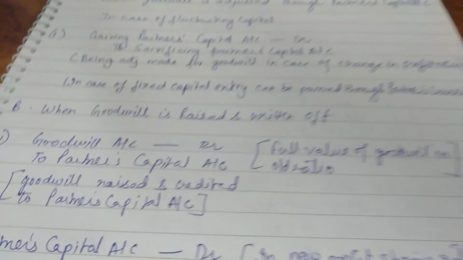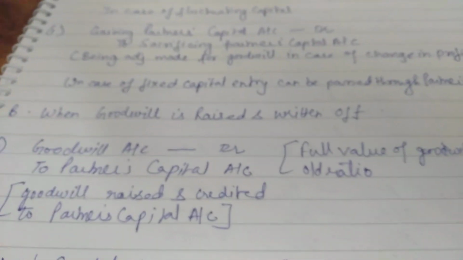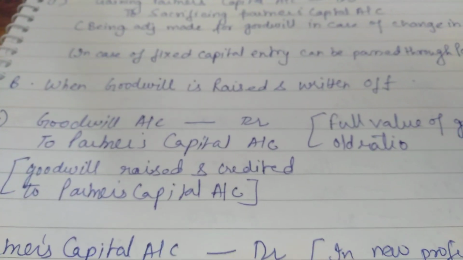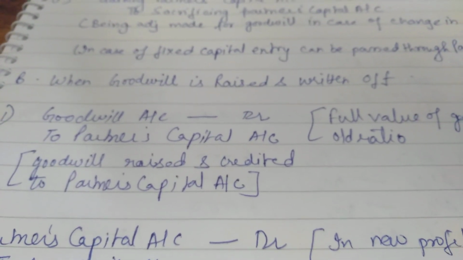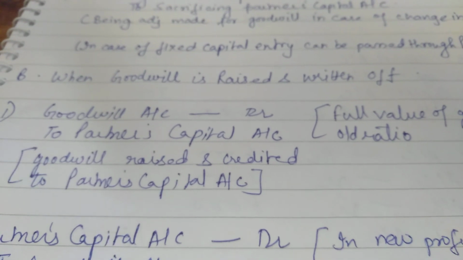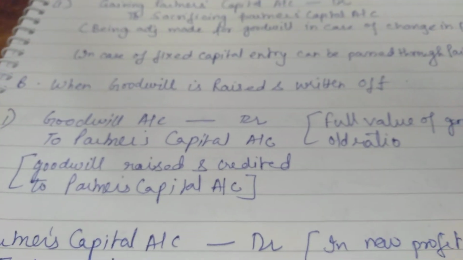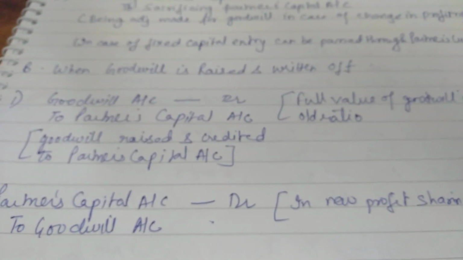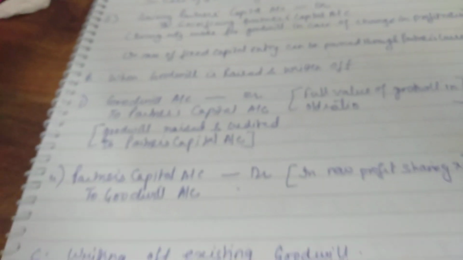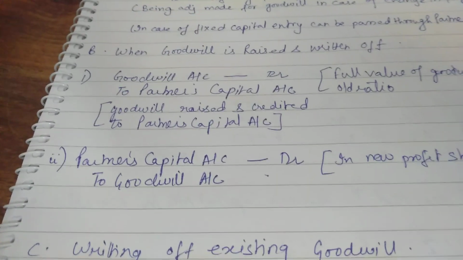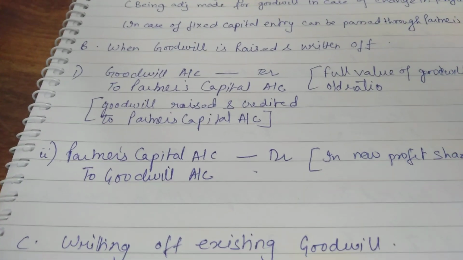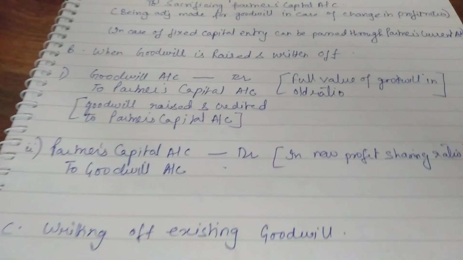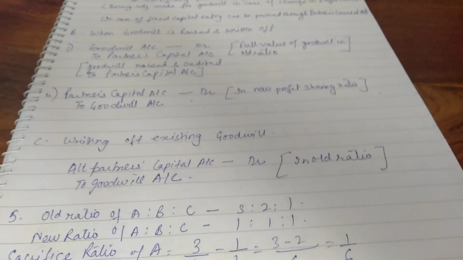Second, when goodwill is raised, meaning it is recognized, and then it is written off. The very first entry is for raising goodwill: goodwill account debit to partners' capital accounts, full value of goodwill, in old ratio. And in the second, you just reciprocate this entry: partners' capital accounts debit to goodwill account in new profit sharing ratio. Third thing is writing off existing goodwill.